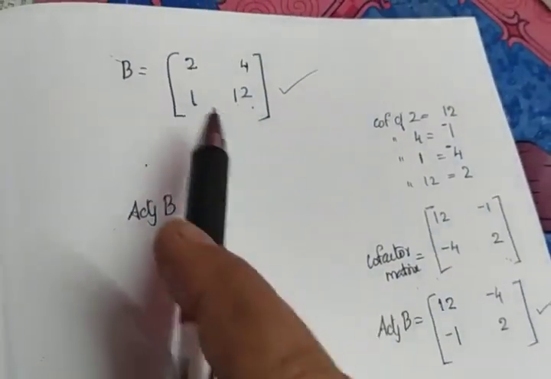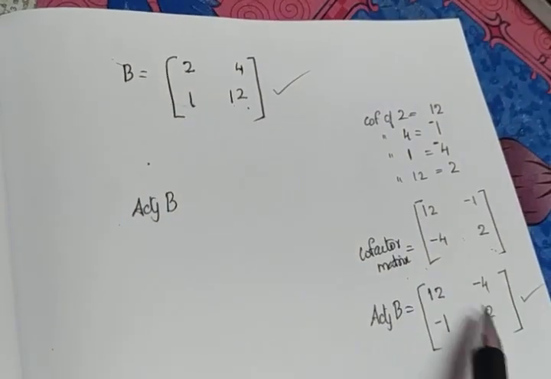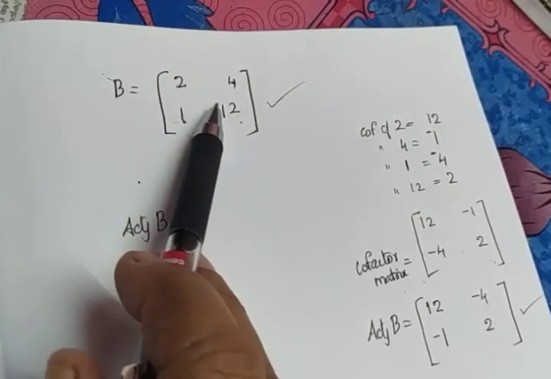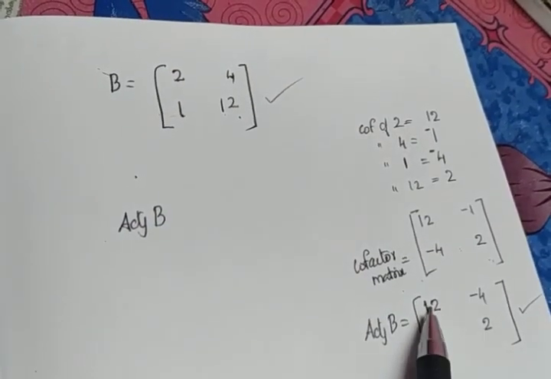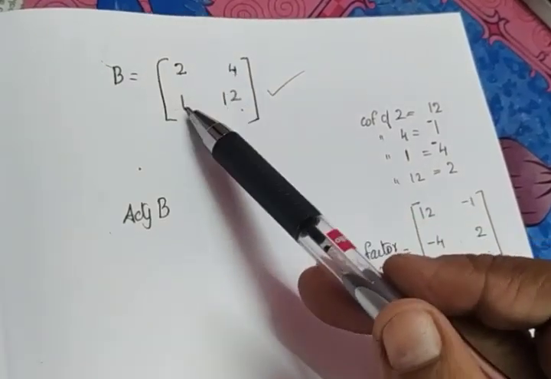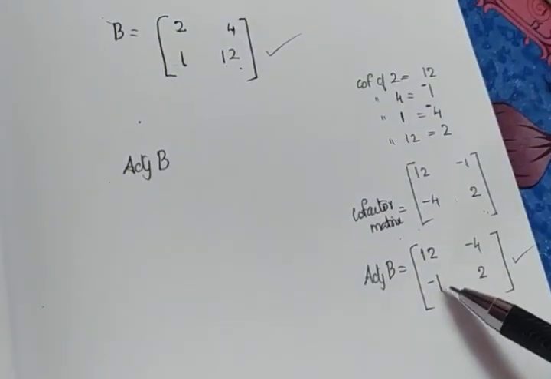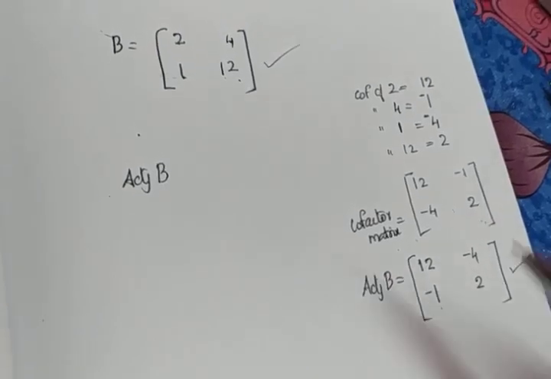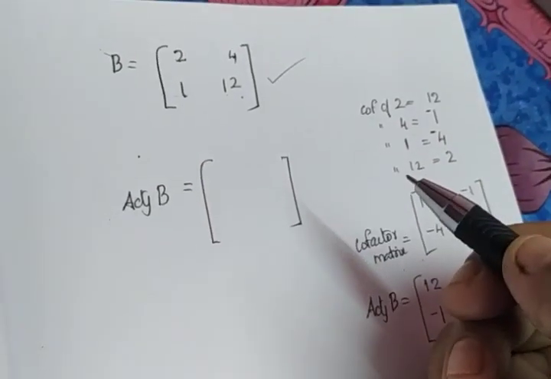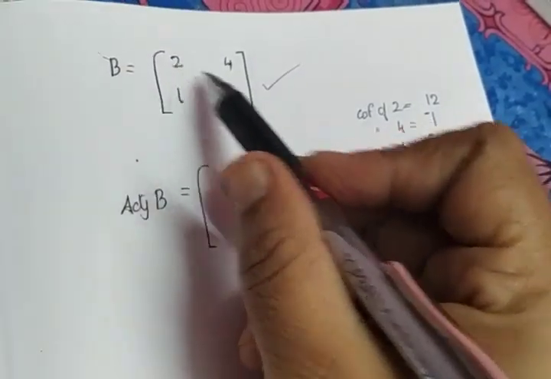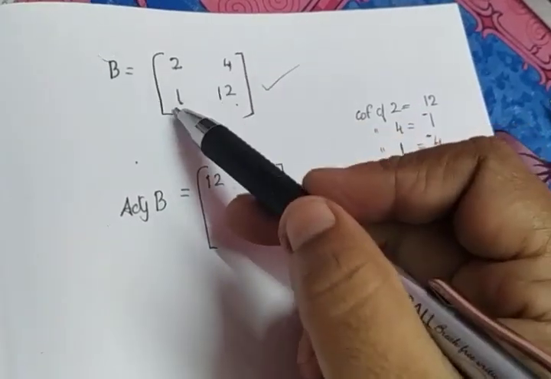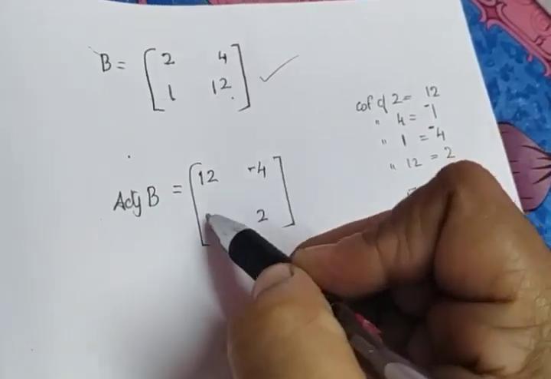What is the speciality? The main diagonal elements got interchanged, isn't it? The given matrix's main diagonal elements were 2, 12 and in the adjoint they got reversed as 12, 2. And what about the off diagonal elements? It was 4, 1 in the question and in the adjoint it's the negative of the given values. So we can directly write the adjoint from the given 2 by 2 matrix. It is only possible for a 2 by 2 matrix. Just reverse the order of the main diagonal elements, so 12, 2, and just change the sign of the off diagonal, so it is minus 4, minus 1.